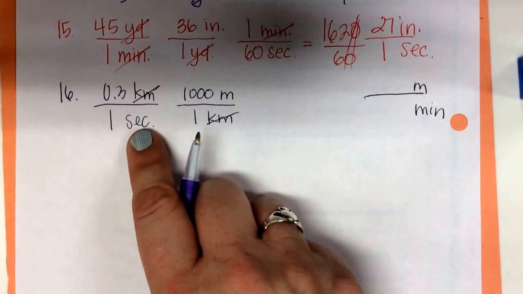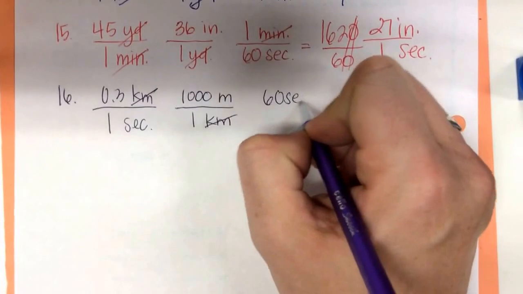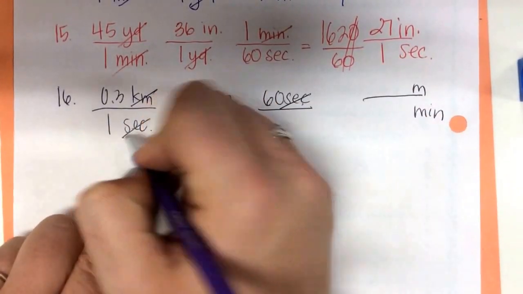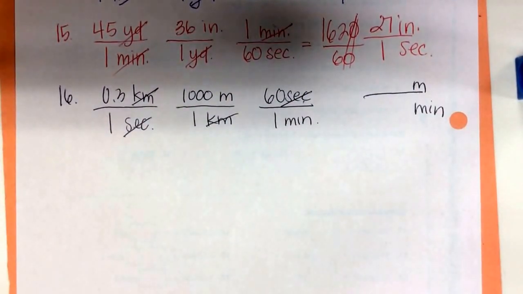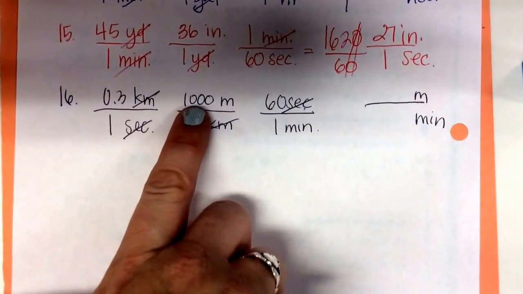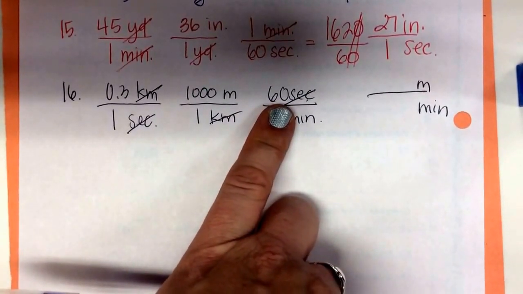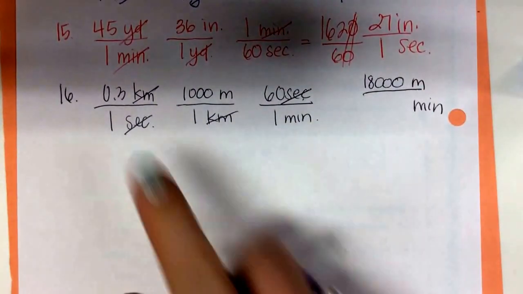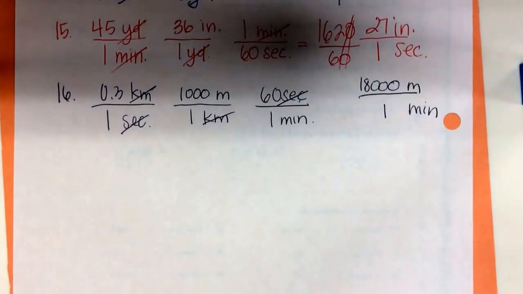And can you change seconds into minutes? 60 seconds, go diagonal, 1 minute. 3/10 times 1,000 times 60 is 18,000 over 1 times 1 times 1. 18,000 meters per 1 minute.